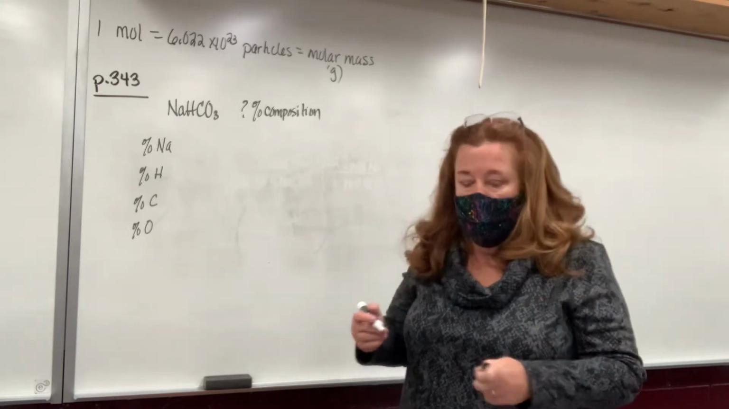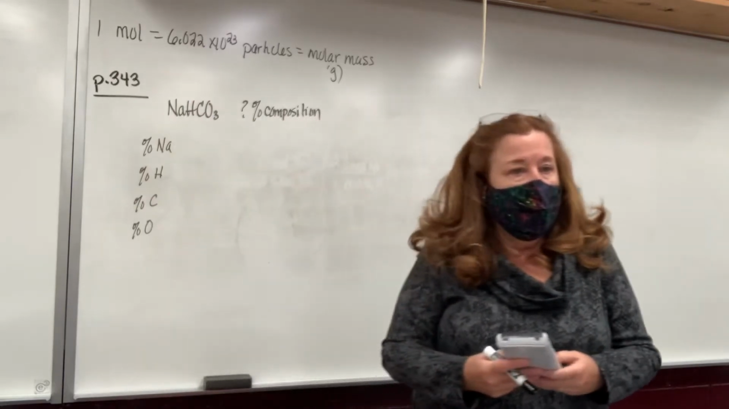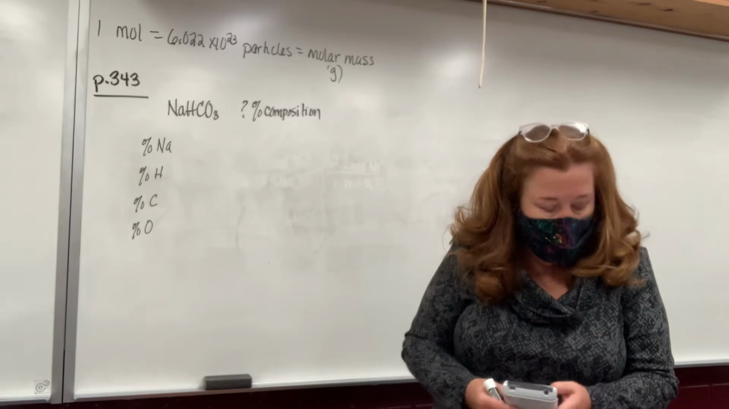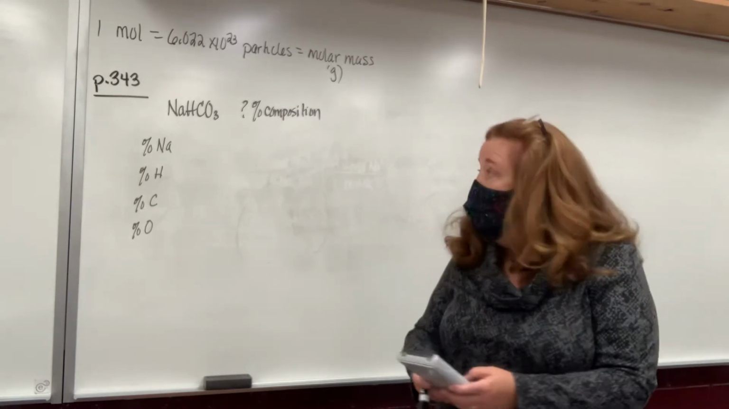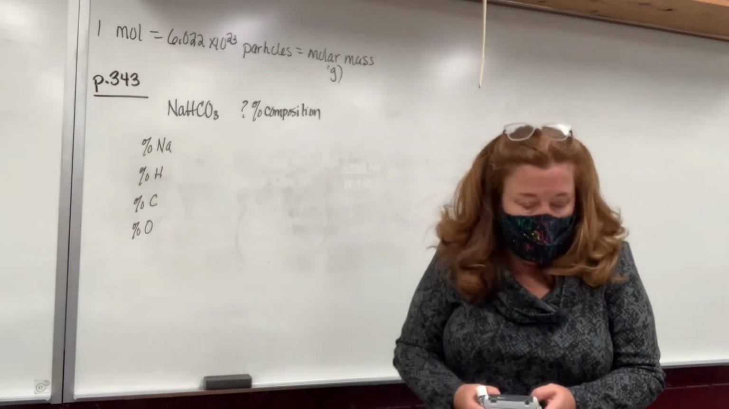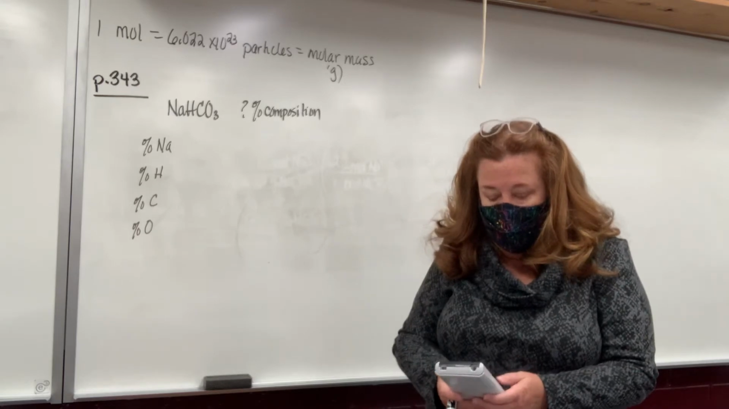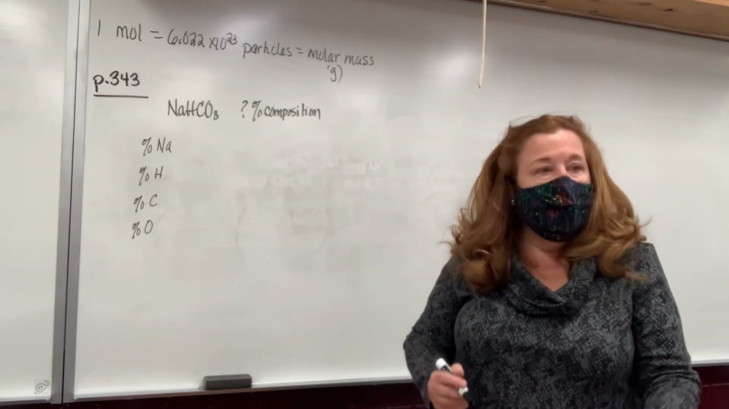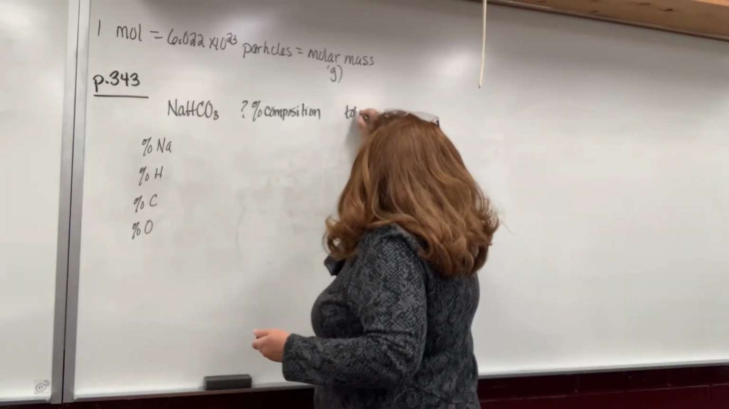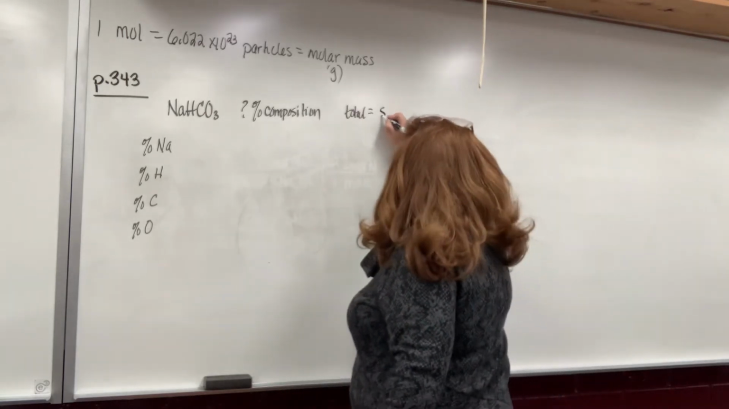So the very first thing you do is you get your periodic chart out and you add up and find the molar mass. So I've got one sodium. One sodium is 22.99, plus one hydrogen is 1.01, plus one carbon is 12.01, plus three oxygen at 16 each, gives us a molar mass of 84.01. So the total is 84.01 grams.